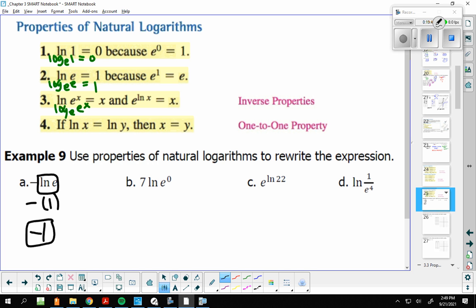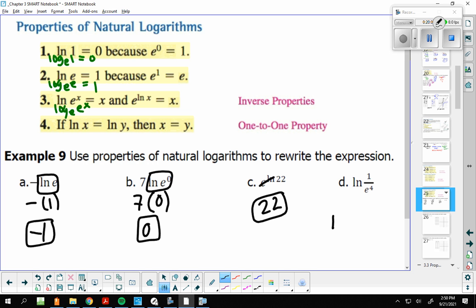ln of e to the 0 power. So that's using the third property. And that's just 0. Right. Times 7 is 0. Right here, this is our inverse property, so that's 22.